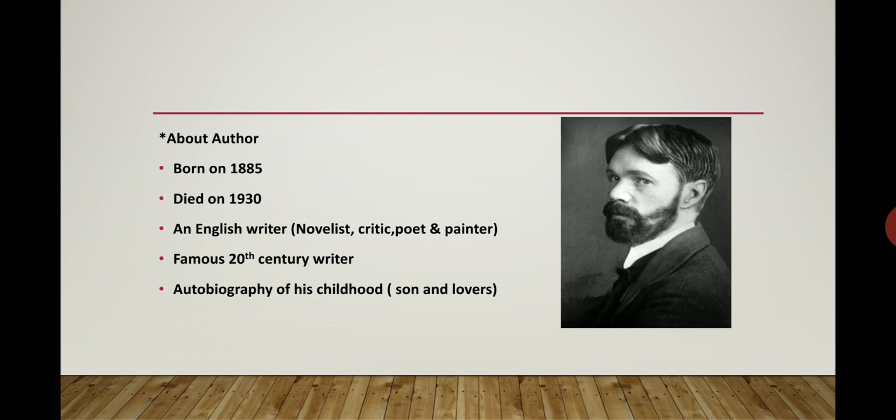As mentioned, D.H. Lawrence is the author of the chapter. D.H. Lawrence was born in 1885 and died in 1930. He is a famous English writer and a famous figure of 20th century English literature, and he wrote many autobiographies, and he belonged to a very poor family. Lawrence's childhood was dominated by poverty. Autobiography means an account of a person's life written by that person. The Sons and Lovers is his famous autobiography of his childhood.